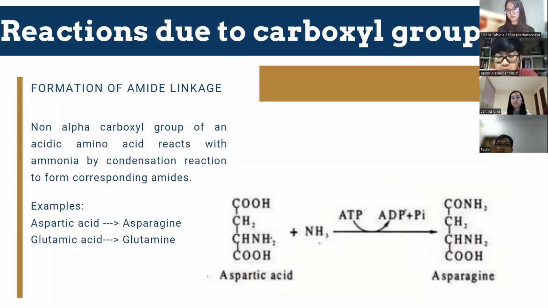Second is formation of amide linkage. The non-alpha carboxyl group of an acidic amino acid reacts with ammonia by a condensation reaction to form the corresponding amides. For example, aspartic acid becomes asparagine, and glutamic acid becomes glutamine. And from the picture below, this is the example of aspartic acid becoming asparagine. Next slide, please.